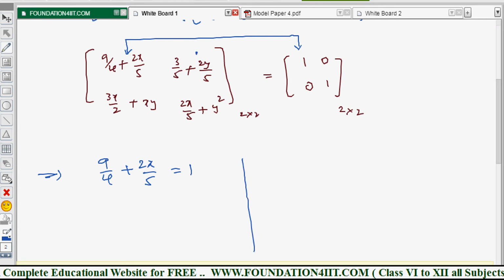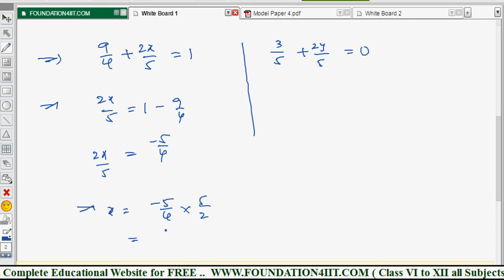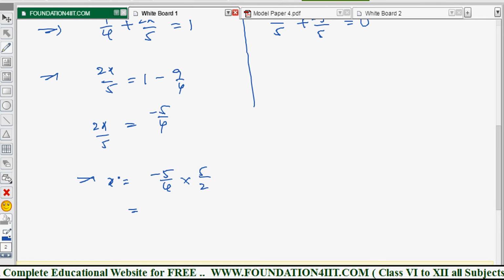Again, the second element should be equal to the second part, that is 3 by 5 plus 2y by 5 equals 0. By solving these two equations you will get the x and y values. Then from 9 by 4, 2x by 5 equals 1 minus 9 by 4, taking it to the other side, 4 minus 9, so minus 5 by 4. From this, x equals minus 5 by 4 into 5 by 2. Cancel if possible; otherwise it is minus 25 by 8, there is no possible cancellation, 4 into 2 is 8. x equals minus 25 by 8.